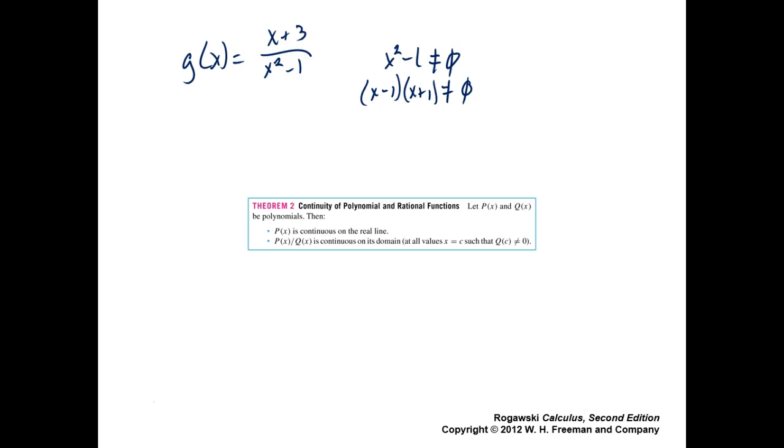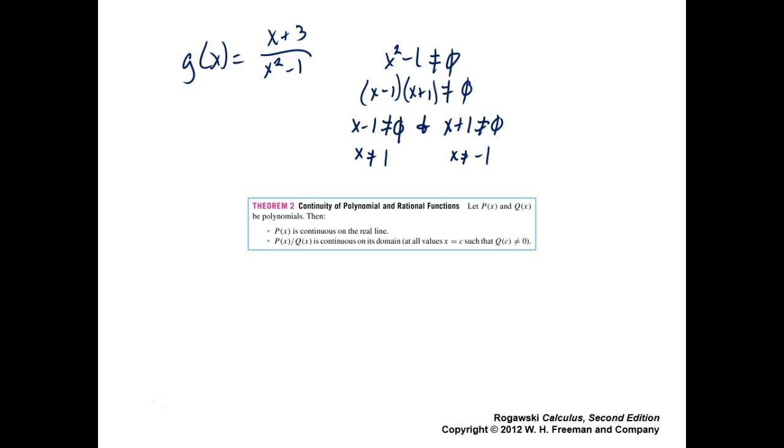What values would make that product equal to 0? To make this statement true that it can't be 0, that means x minus 1 cannot equal 0, and, not or, x plus 1 cannot equal 0. If that was an equation, we'd put an or in there. With it not equal to, you have to put an and there. Both of these will make it not true. Okay? So this means x cannot equal 1, and x cannot equal negative 1. So those are the two things you exclude from the domain.